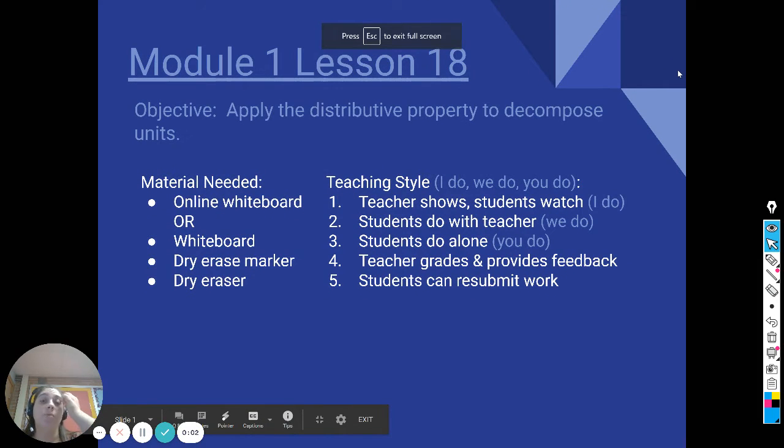Today we're going to be doing Module 1, Lesson 18. The objective is to apply the distributive property to decompose units. The materials needed for today are your online whiteboard or your whiteboard, dry erase marker, and dry eraser. The teaching style we're going to follow is the I do it, we do it together, and then you do it on your own.